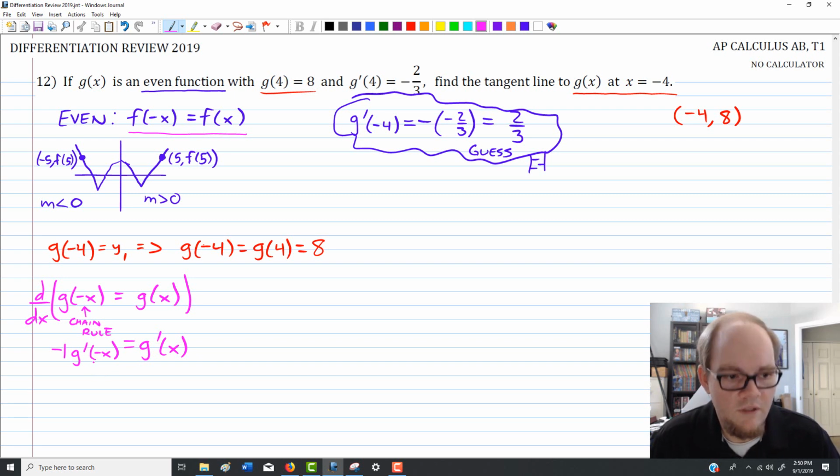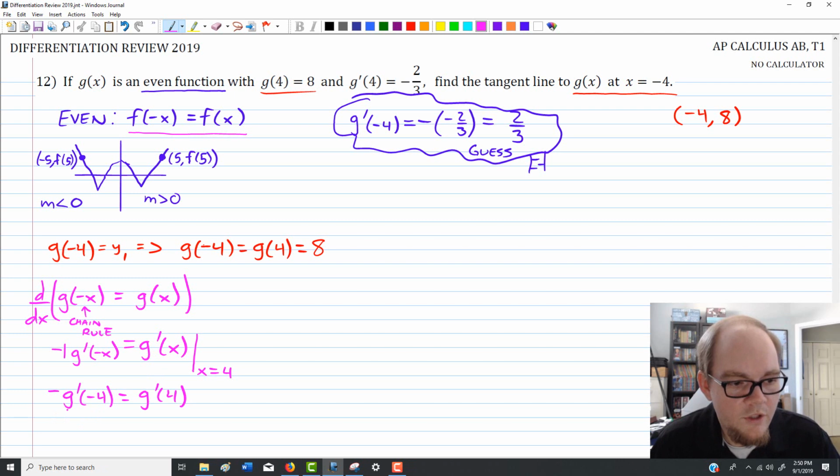So in looking at all of these ingredients, this isn't easy, it's complicated, kind of weird, but remember what we're looking for here is what's happening at x equals negative 4. So what I'm going to do next is evaluate this entire equation at x equals 4. When I do, I get negative g prime of negative 4 is equal to g prime of 4.